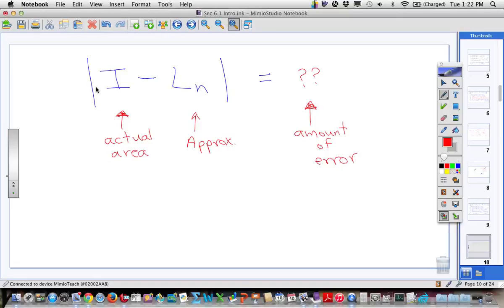But when we do this, all we care about is how much is it off. We don't care if it's under or over, right? If we're putting the bars around it, we're just saying, I don't care if it's negative or positive. I don't care if it's over or under. I just care how much is it off. So that's why the bars are there, right? Okay, the amount of error. All right, so you'll see that in some of your notation.